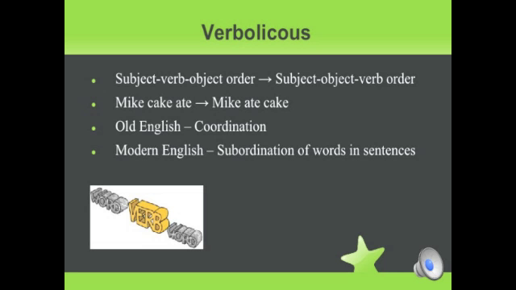Old English also commonly employed a different word order, specifically the subject-object-verb order. With such a word order, a sentence would sound like, Mike cake ate. Our word order in modern English is subject-verb-object, which reads more like, Mike ate cake. In Old English, sentences also depended a lot on coordination. Although this seems to hold true plenty in spoken modern English, written modern English relies more on subordination in sentences. Thanks for watching.